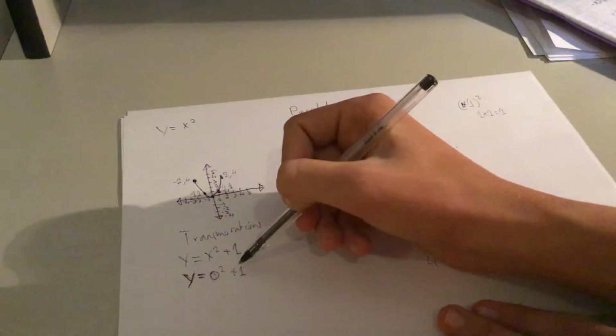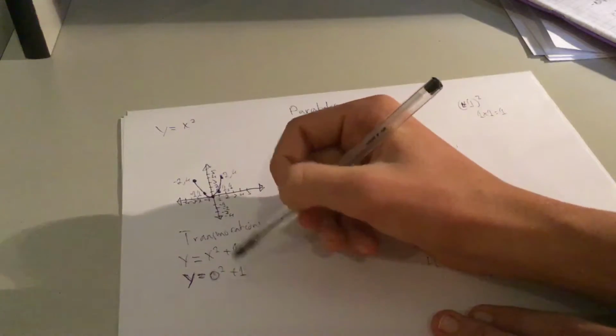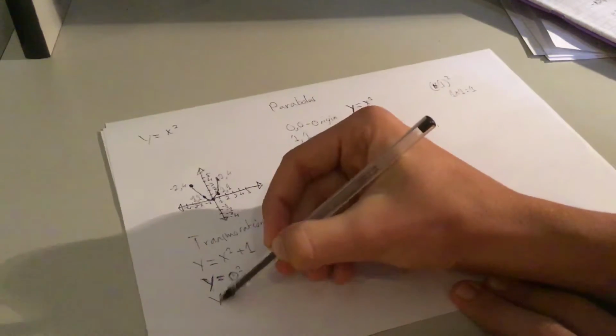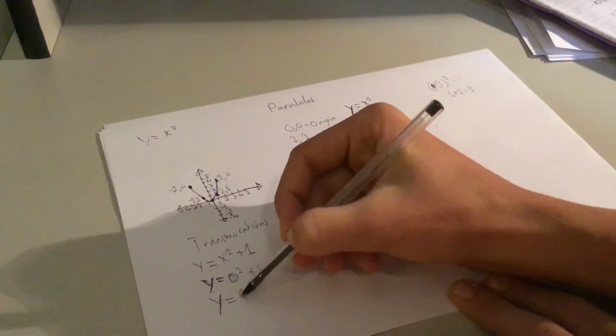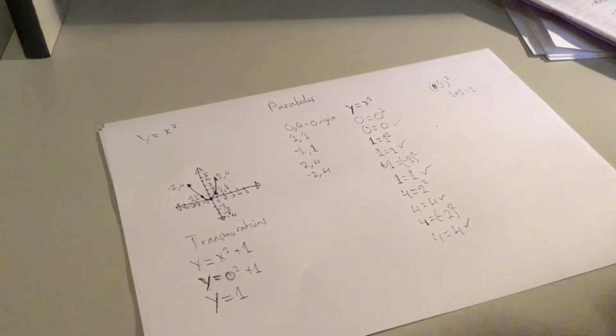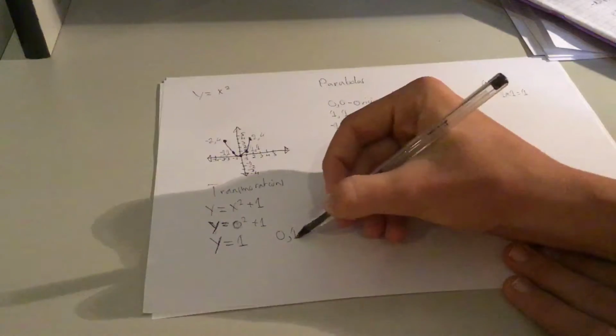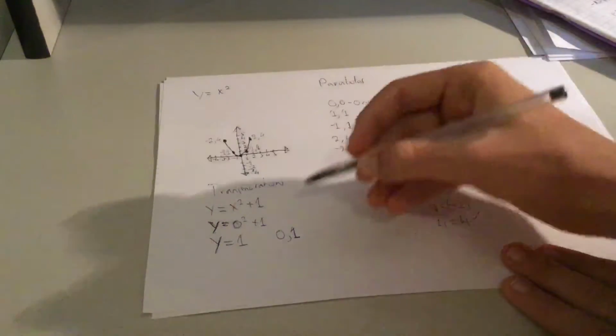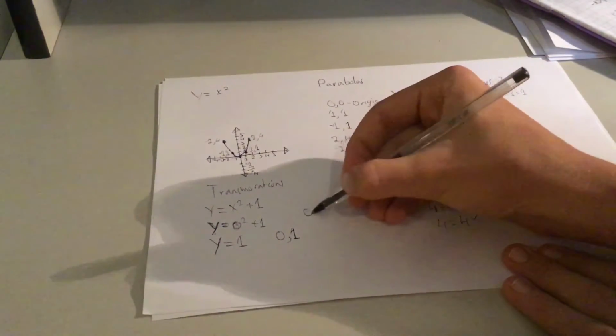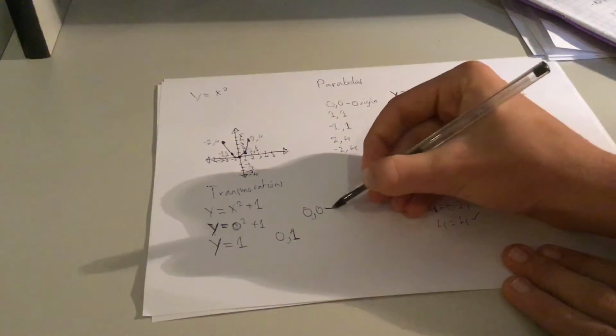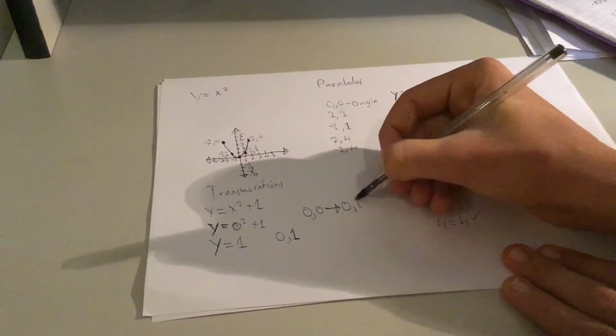So 0 squared is 0. However, 0 plus 1 is 1. So that means our y-coordinate is now equal to 1 instead of 0, which leaves us with the point 0, 1 instead of our old point 0, 0. So the transformation for us here was 0, 0 to 0, 1.